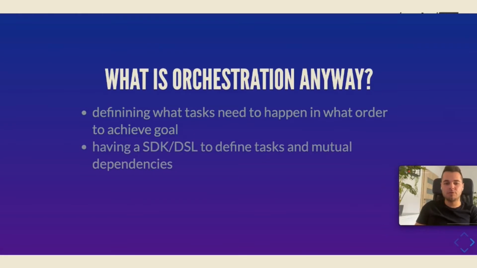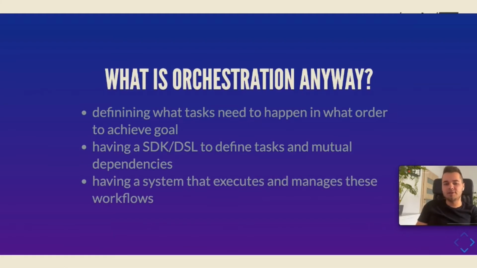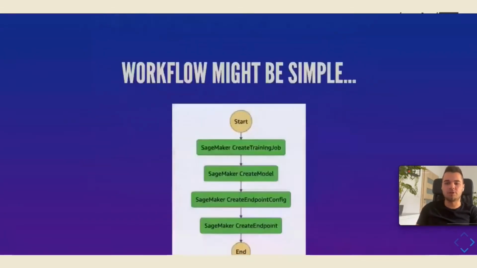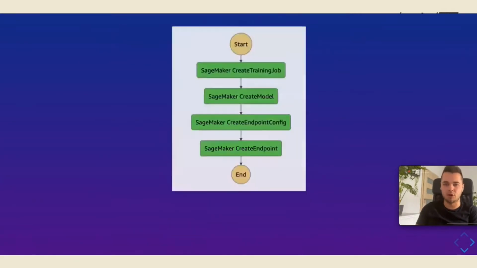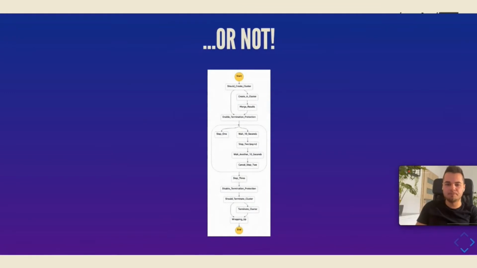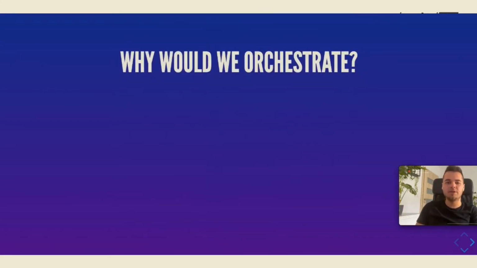Additionally, we would love to have an SDK or DSL to define the tasks and their mutual dependencies. Defining everything in code has typical infrastructure as code benefits. And lastly, having a system that executes and manages these workflows would be good, so that execution part can be automated and requires no human interaction. Workflow might be simple, like this one. Each of these steps creates a machine or a cluster, or basically performs only a SageMaker API call, but they also might be more complicated. So, for example, we could spin up a Hadoop cluster, spin up hundreds of Spark jobs, then perform some kind of hyperparameter tuning.